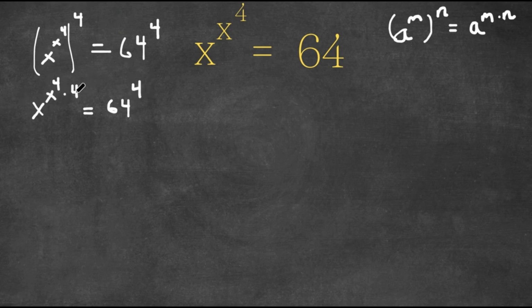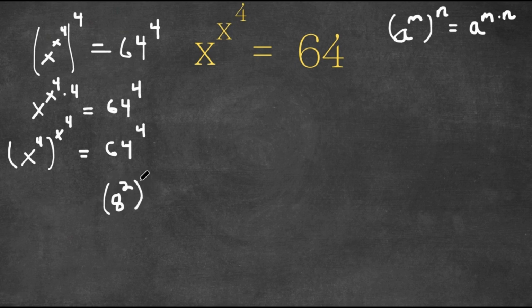Now I'm going to rearrange this. I'm going to change this back into this form. However, now instead of saying x to the power of x to the power of 4 to the power of 4, I'm going to say x to the power of 4 to the power of x to the power of 4. And this is still equal to 64 to the power of 4. Now 64 can actually be written as 8 squared. So 8 squared to the power of 4.